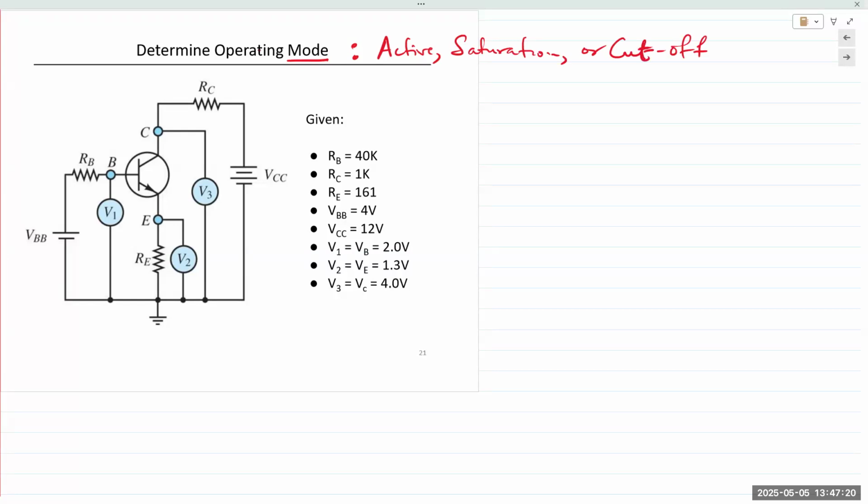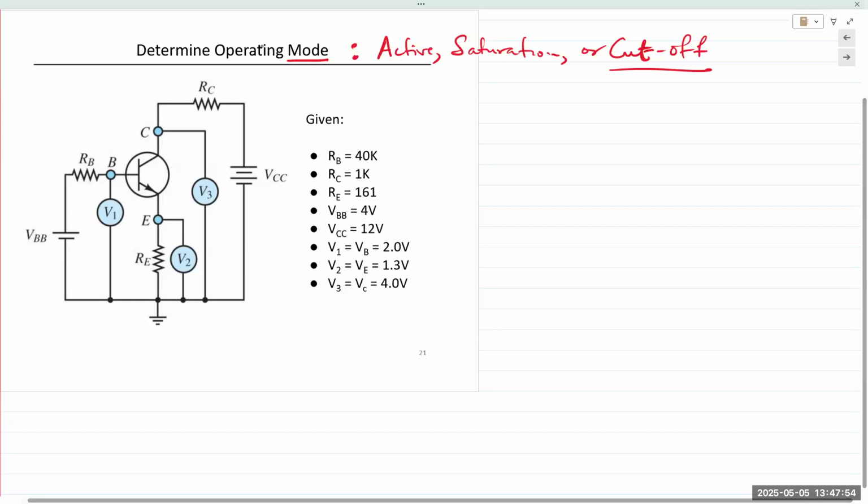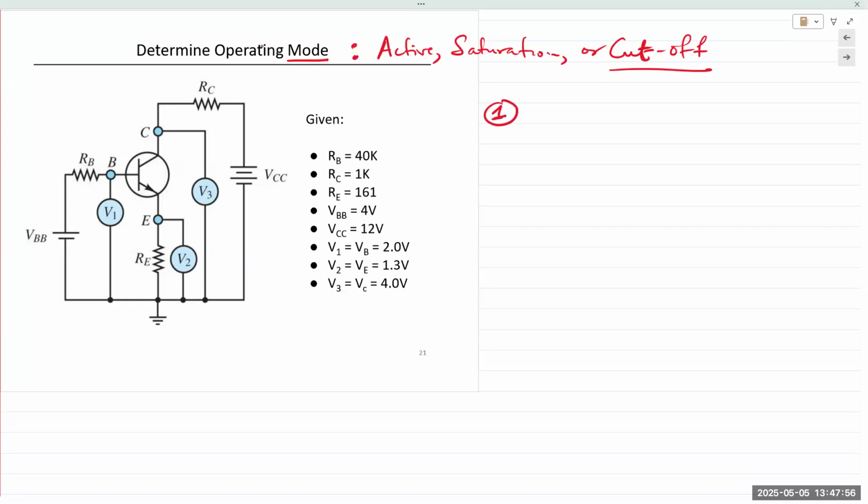Now, out of these three, cutoff is the easiest to check. The reason I say that is because whether it's an NPN or a PNP transistor, the emitter base region must be forward biased. If the emitter base region is not forward biased, then there are no charge carriers available. So the first thing we need to check is the emitter and base voltage. If the emitter base junction is not forward biased, then it's in cutoff. Hence, that's the first check or first step to take.